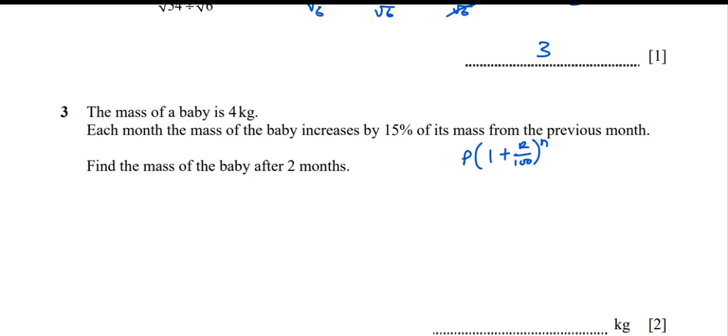If we use that, we can say that the new mass will be equal to 4 times 1 plus R, here 15 over 100. Since the percentage increase is per month, we look at the months we have, which is 2. When you use your calculator, you are going to get your answer directly. But let's work that out. That will give us 100 plus 15, which is 115 over 100, all squared.